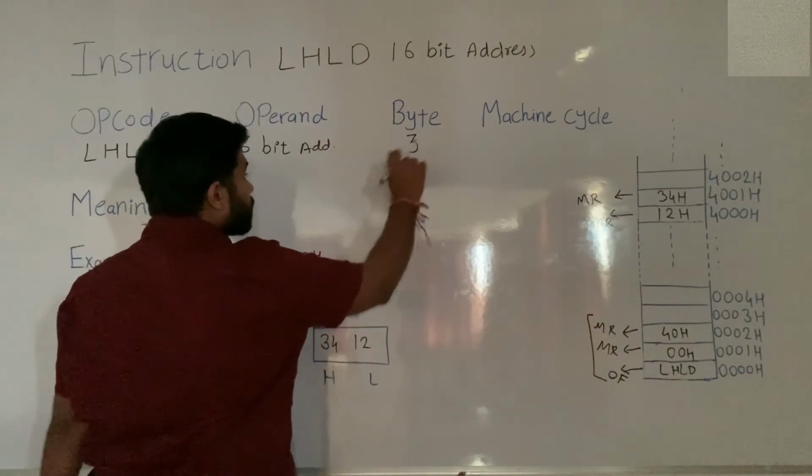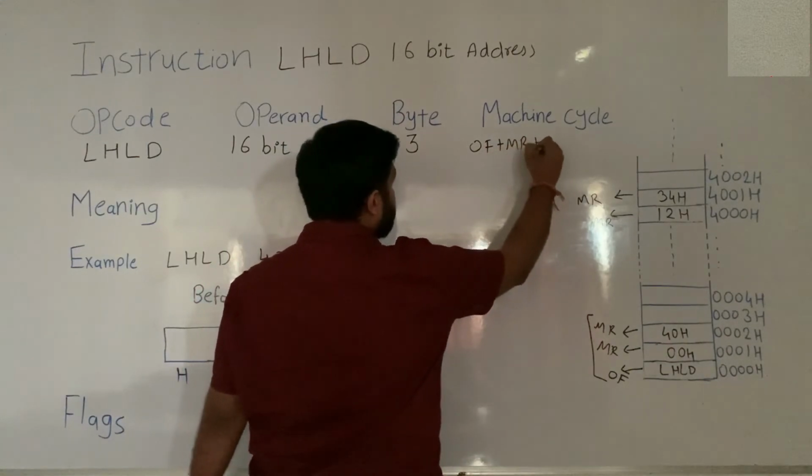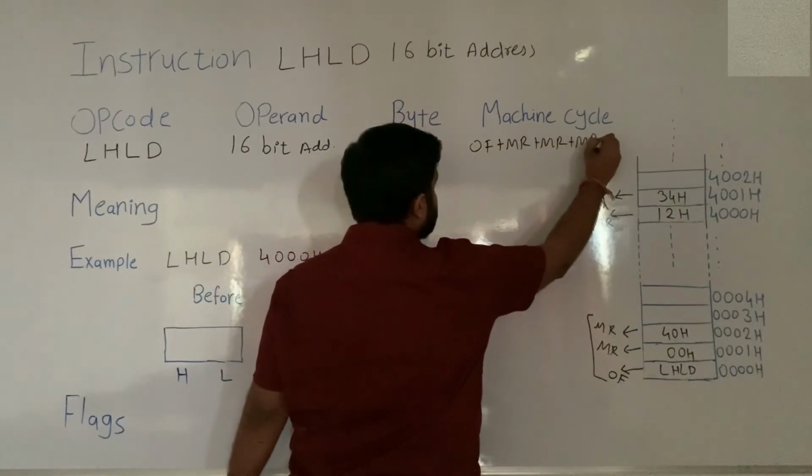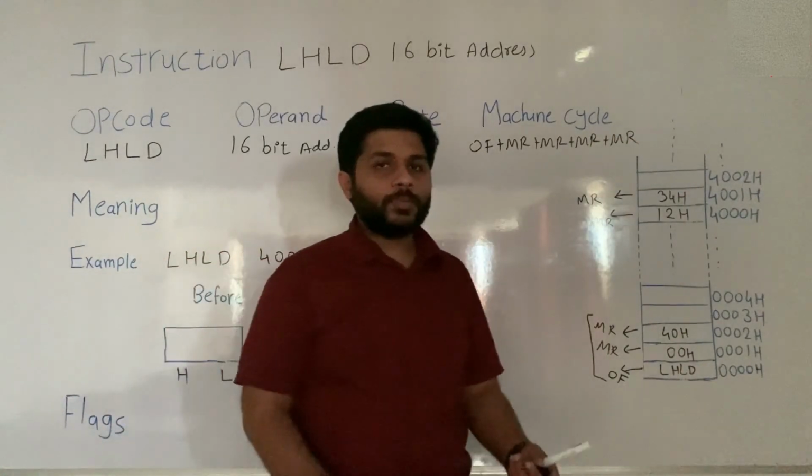So, for this instruction, how many machine cycles are required? Opcode fetch plus memory read plus memory read and memory read. Okay, so I hope you get it.